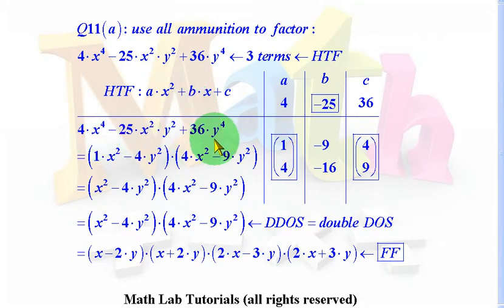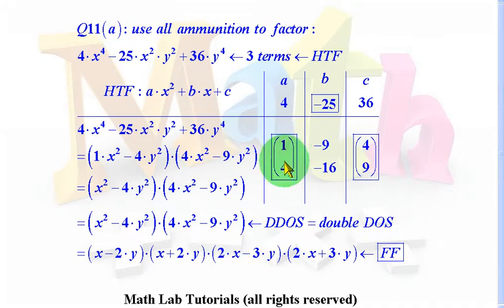There's the problem again. That's just the header for the problem. We're going to put down the ABC chart right here. And of course, the ABC are just the quadratic coefficients, 4, negative 25, and 36. We write down all the numbers that multiply to give you 4, which are only 1 and 4. Actually, 1 and 4, and then 2 and 2.